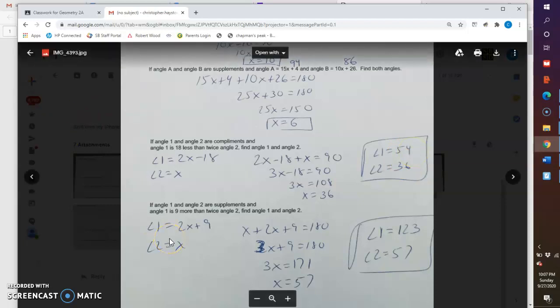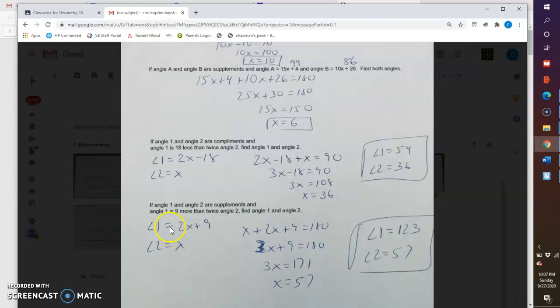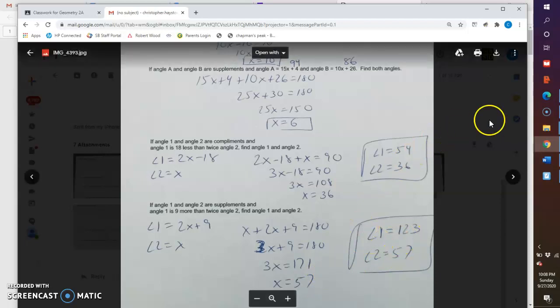For this next one, where there are supplements, your angle 2, once again, we don't know. We call it x. But angle 1 is 9 more than twice angle 2. So I double that x and add 9. So it's x plus 2x plus 9. You always have to add both angles. The common mistake is people will write 2x minus 18 equals 90, or 2x plus 9 equals 180. You can't do that. You have to account for that other angle. So x plus 2x plus 9 equals 180 becomes 3x plus 9 equals 180, and our x equals 57. When we plug that in, angle 2 is 57, and angle 1, 2 times 57 plus 9, is 123.